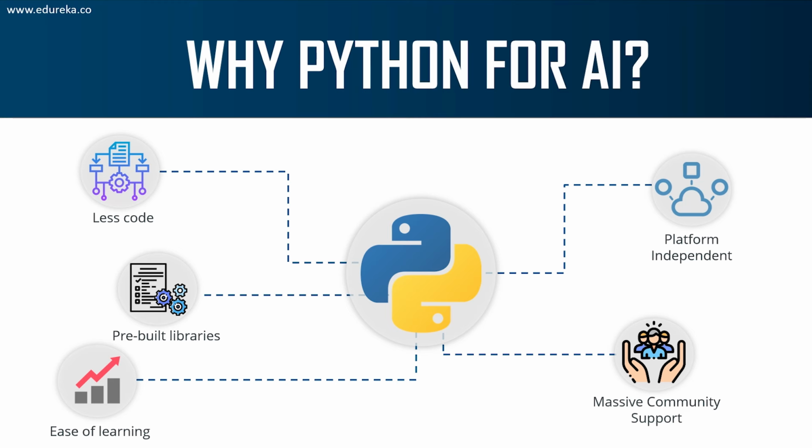The next important reason why we're choosing Python is that it has support for pre-built libraries. Python is very convenient for AI developers because all of the machine learning algorithms and deep learning algorithms are already predefined in libraries. So you don't have to actually sit down and code each and every algorithm. That will take a lot of time. That's a very time-consuming task.